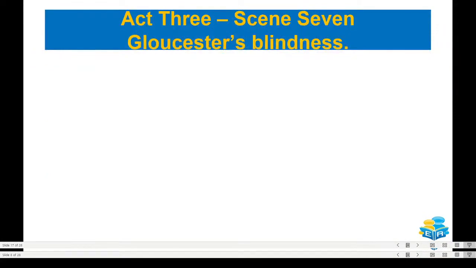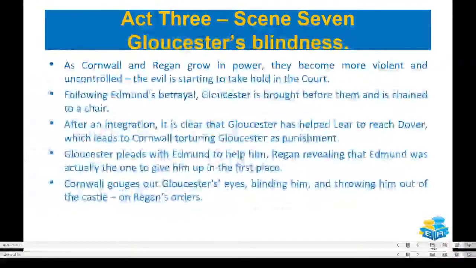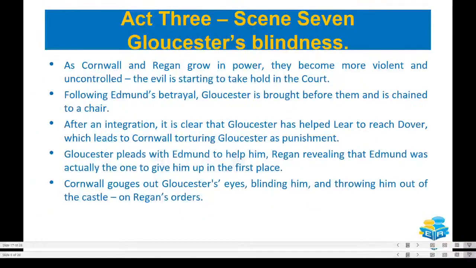So Act 3. So we're flying along here in the scenes. Gloucester's blindness. So what's happening here? As Cornwall and Regan grow in power, they become more violent and uncontrolled. The evil is starting to take hold in the court.